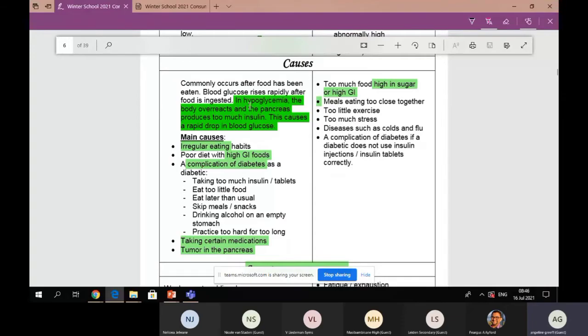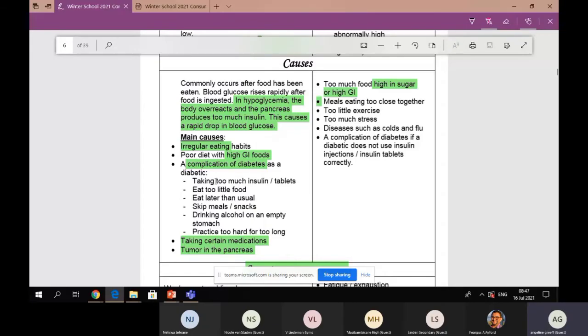So you find that in hypoglycemia, the body overreacts and the pancreas produces too much insulin. Because of all of the insulin being produced, this causes a rapid drop in blood glucose. What causes this? Irregular eating habits. People that starve or don't eat when they're supposed to, or a poor diet with high GI foods. Now it makes sense, because we've looked at what happens with high GI foods when we eat it. And this can be a dire complication for people that suffer from diabetes.